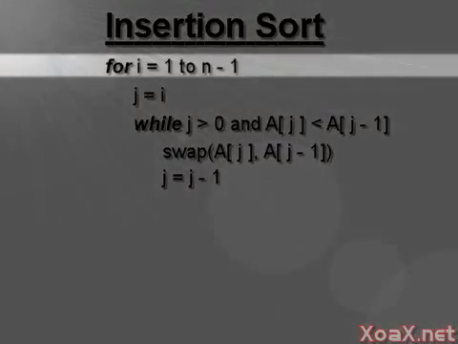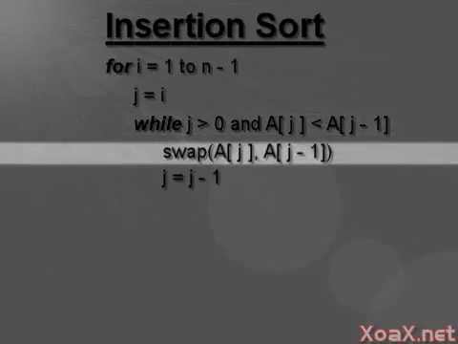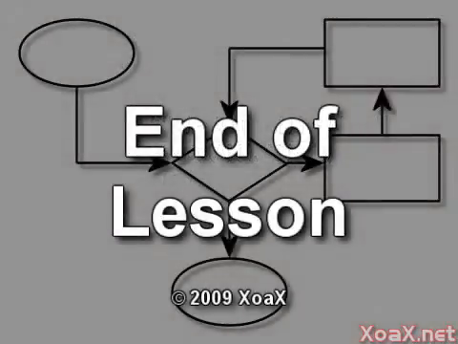We begin with a for loop that loops over the index of the entry that is to be inserted. Then we run through a while loop that performs the insertion. The while loop swaps the inserted element with the one before it as long as it is less. This concludes the lesson.